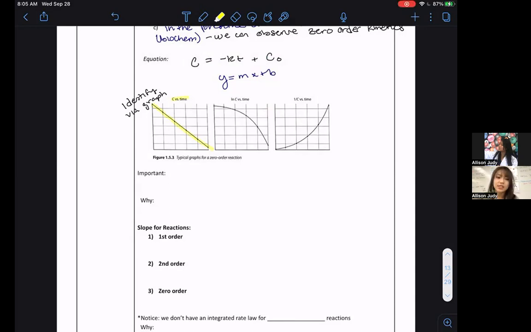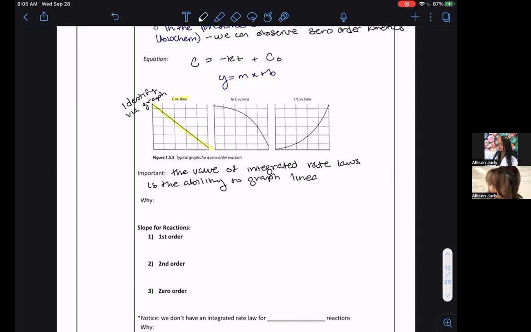So quick important thing to comment is that when we graph these integrated rate laws, you always want to graph it in such a way that you produce a linear or straight line, right? So important. The value of integrated rate laws is the ability to graph linear relationships between concentration and time of a specific reaction.